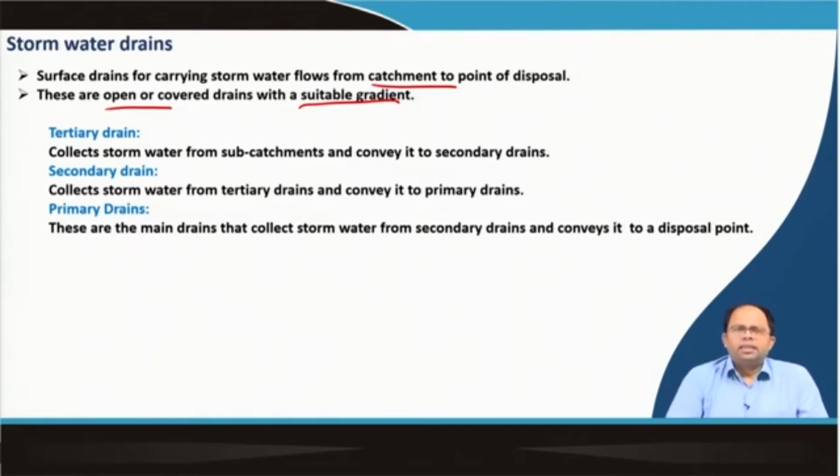And usually we can say that there are three kinds of drains: primary drains, secondary drains, tertiary drains. As you understand, tertiary drains collect water from the sub-catchments and convey it to the secondary drains. Secondary drains collect water from the tertiary drains and convey it to the primary drains. And finally, primary drains collect stormwater from the secondary drains and convey it to the disposal point. Similar to trunk sewers, intercepting sewers, branch sewers and lateral sewers, when there are surface drains, we also have tertiary drains, secondary drains, and primary drains.